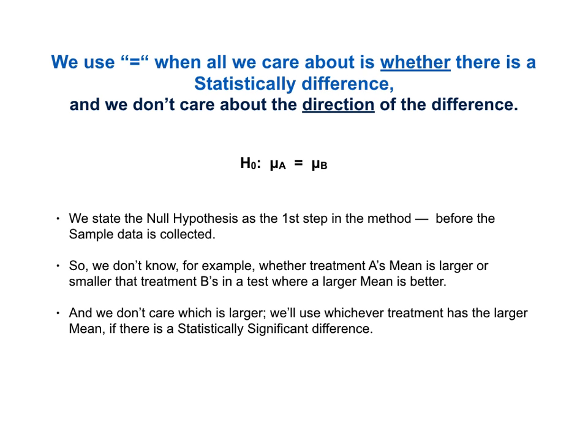So at this point, we don't know, for example, whether the mean of sample A is larger than the mean of sample B or vice versa. In many cases, we don't care. For example, let's say we are comparing the means of two treatments. If there is a statistically significant difference, we'll use whichever treatment has the higher mean. In that case, we will use an equal symbol in the null hypothesis.